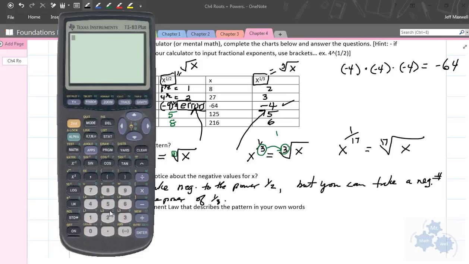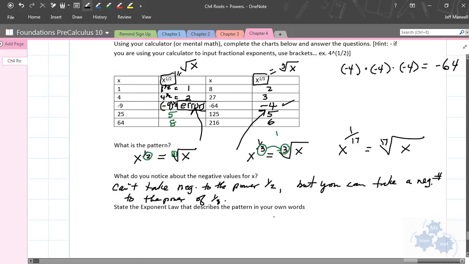And if we're going to take, let's say, bracket here, let's do negative 64, and I'm going to take that whole thing to the power of 1/3. Notice I'm using brackets for everything like this. Good way to keep everything separate. And of course, the answer is negative 4. That's okay.